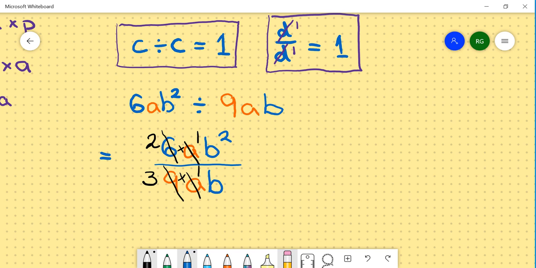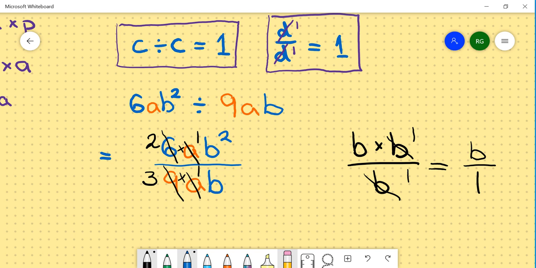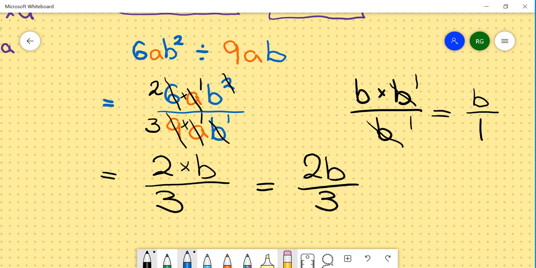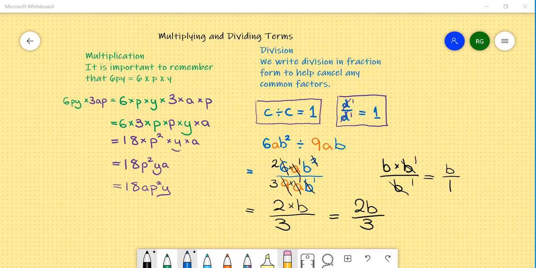And finally, B squared divided by B. Now, B squared is B times B, and B by itself on the bottom line is B to the power of 1. So let's cancel out. We cancel that and we cancel that because B divided by B is 1. We now have B over 1, which is just B. So we can do the same thing here, as this is really B to the power of 1. So we can cancel that, and we ultimately get 2 multiplied by B divided by 3, rewritten as 2B divided by 3.